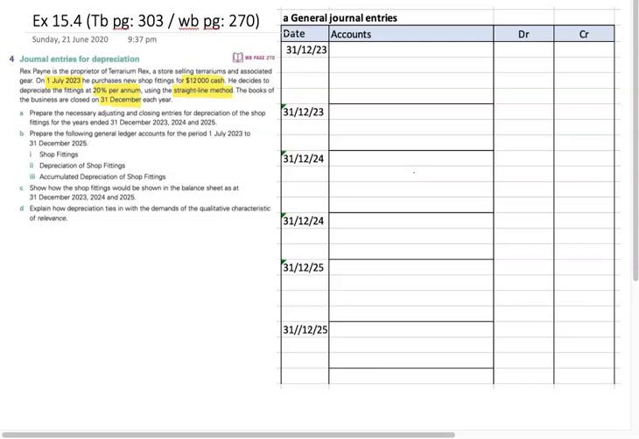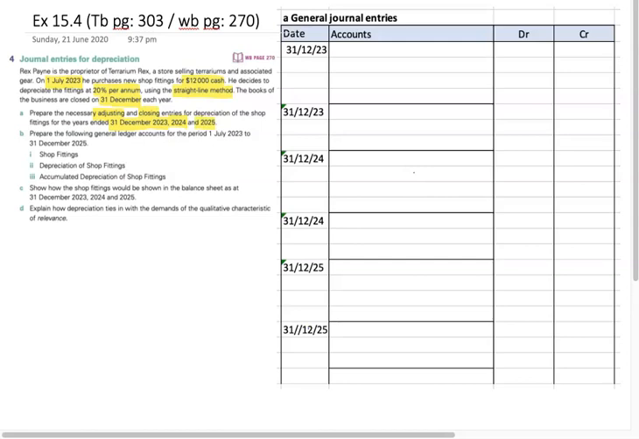I've highlighted the key important information that we need to use to identify what we need to do. Part A asked us to prepare the adjusting and closing entries, so we're going to highlight those, so we're going to really understand what we need to do. Adjusting and the closing entries for the years ended 31 December 2023, 24, and 25. We will do that question.